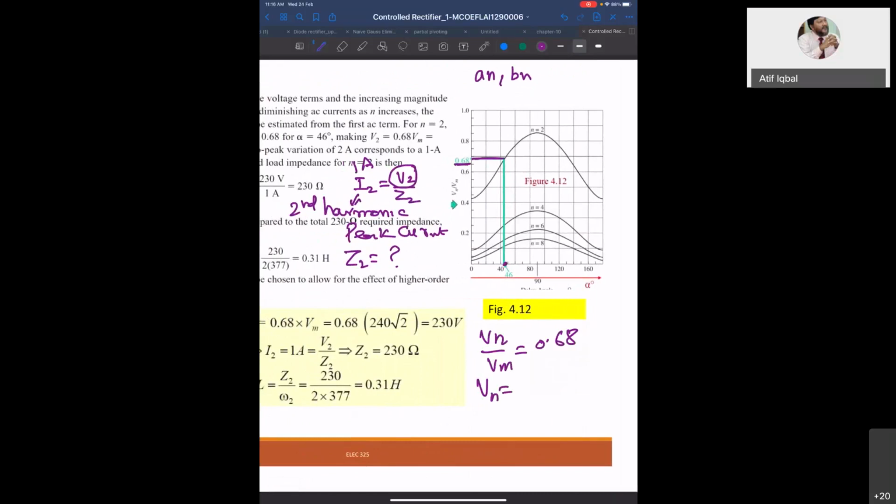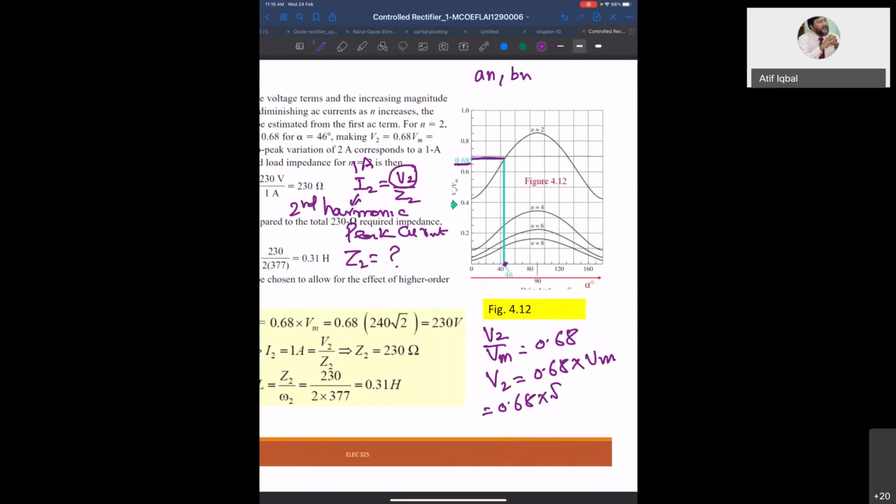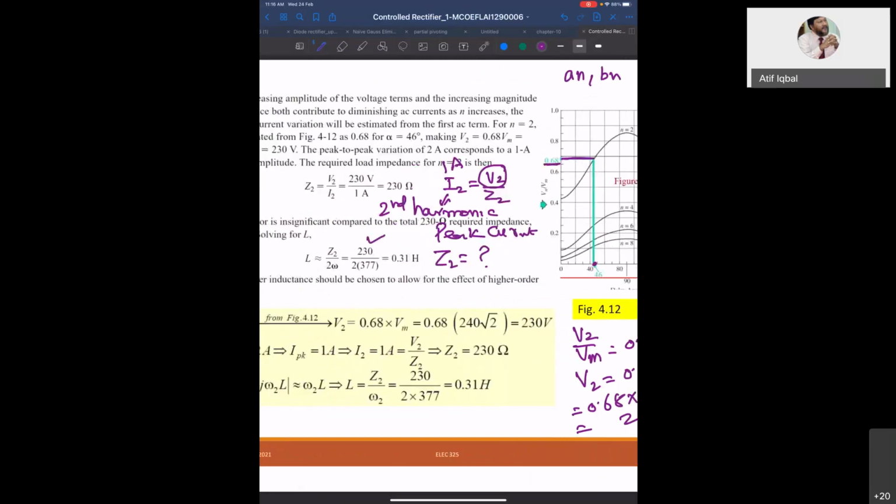This is the second harmonic, so V2 by Vm is 0.68. So V2 is equal to 0.68 times Vm. And Vm is 240 volt into root 2, since the RMS is given as 240. So 0.68 into root 2 into 240 gives about 230 volt for V2. Once you know V2, you can get Z2 as V2 upon I2. V2 is 230, I2 is 1, so Z2 is 230 ohm.